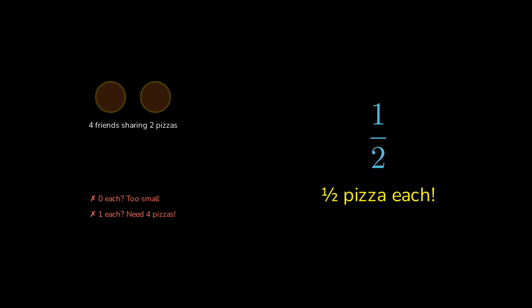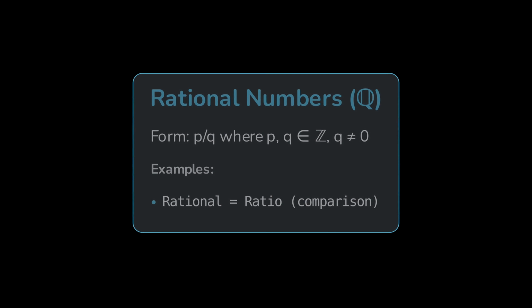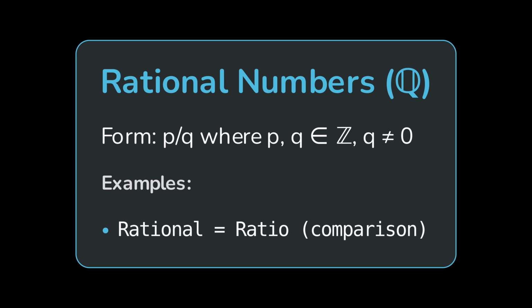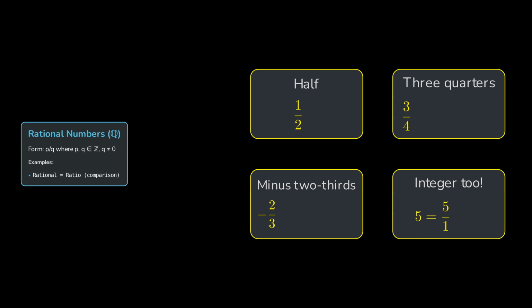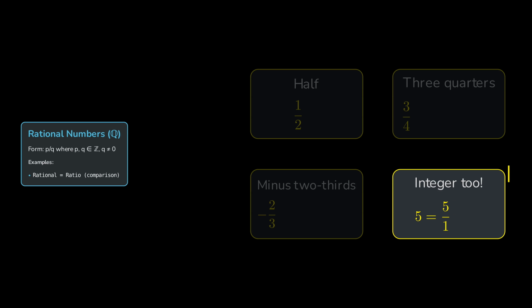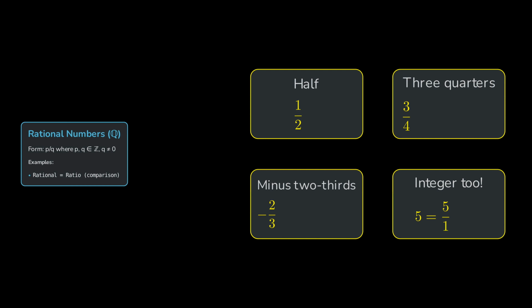But 1/2 is not an integer. This is where rational numbers come in. Any number you can write as p divided by q, where both p and q are integers, and q is not 0. And here's a surprise. 5 is also rational, because 5 equals 5/1.